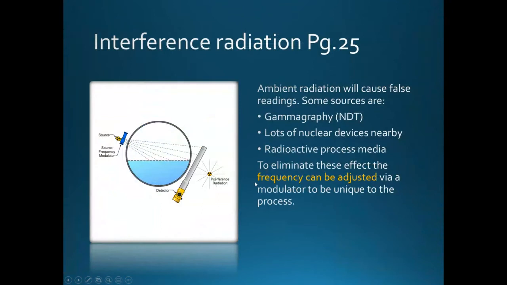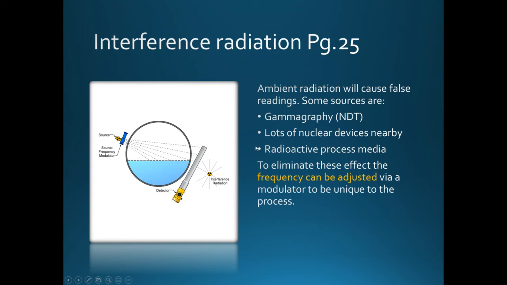All right, that was it for detectors. Now we're going to talk about interference radiation, something to consider in terms of installation. This is true for any type of signal, whether it's an electronic signal or radiation, or analyzers for that matter. We want to be looking at something specific. We don't want interference from other things. So ambient radiation has the same effect as it does in other applications that we've talked about earlier. It can cause false readings.